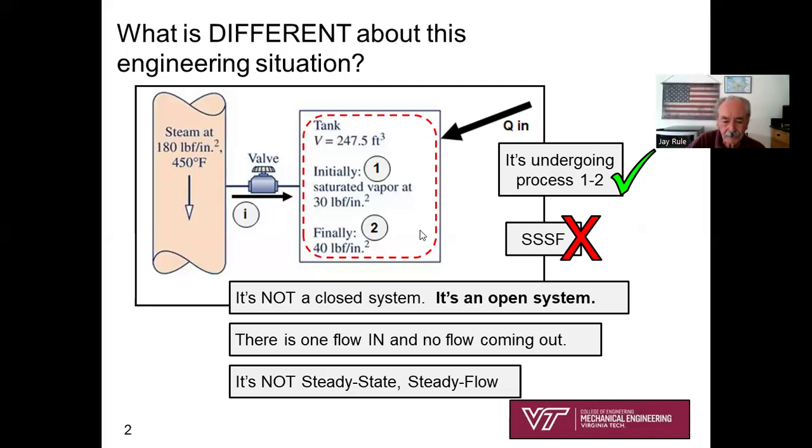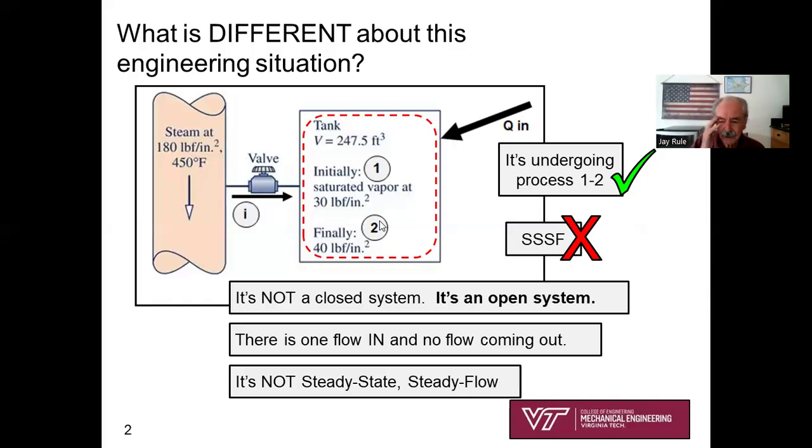Initially, the vessel has 30 psi saturated vapor steam in it, and somebody opens the valve, cracks that valve open, and so steam from the supply line starts sneaking into this tank. And then finally, there's a pressure gauge on the tank, and the pressure reads 40 psi. And the question is, how much heat is added or rejected during this process?